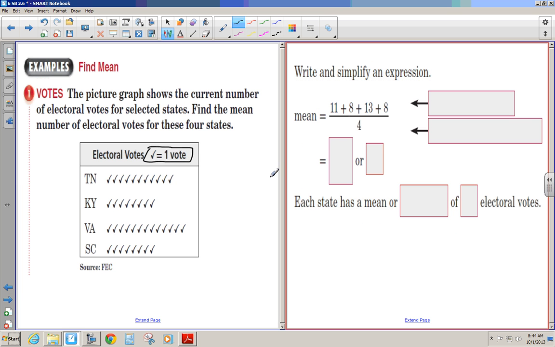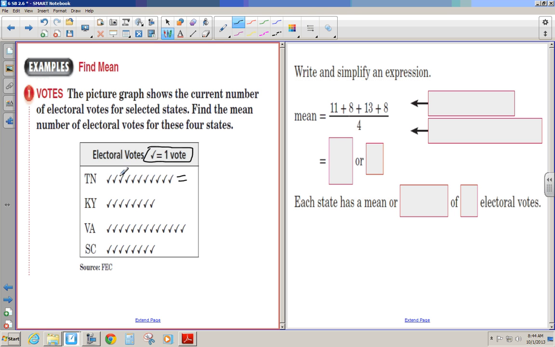All right, so write and simplify an expression. Let's count up all of these votes. There's 11 from Tennessee, 8 from Kentucky, 13 from Virginia, and 8 from South Carolina.